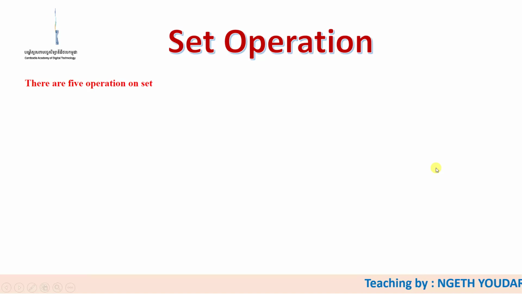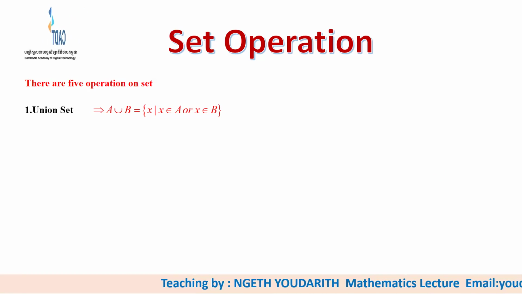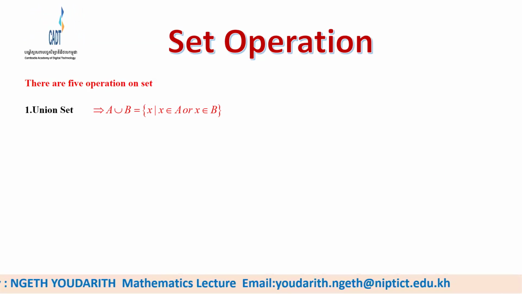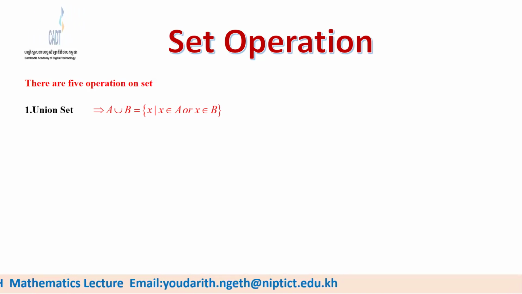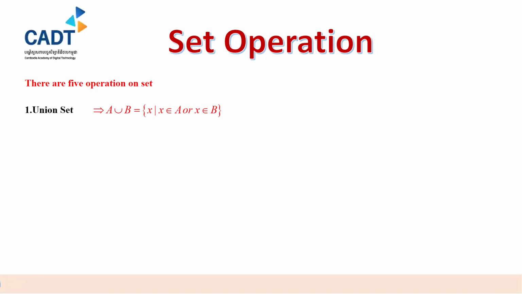And set operation, there are 5 operations on set. The first, we talk about the union set. And what is union set? A union B equals X, such that X belongs to A or X belongs to B. This is the definition or the meaning of our union. It means that X belongs to A and X belongs to B.